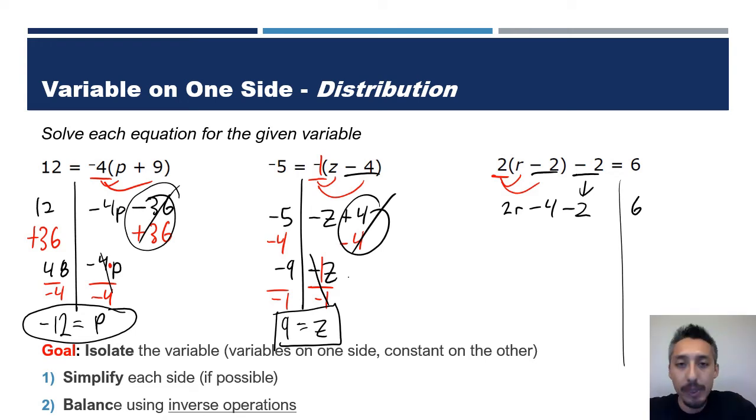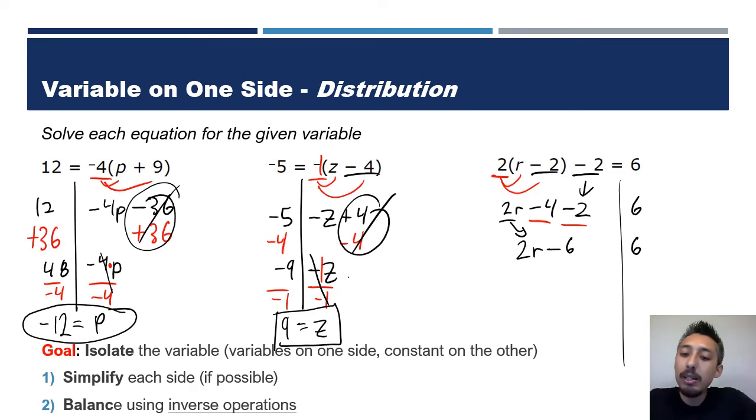And in this case, we can. Since we have a -4 and the -2, they don't have variables, they are like terms. So when we combine them, -4 and -2 is going to give us a -6. We still have the 2r, so let's go ahead and bring that down. And on the right side, we have a +6.